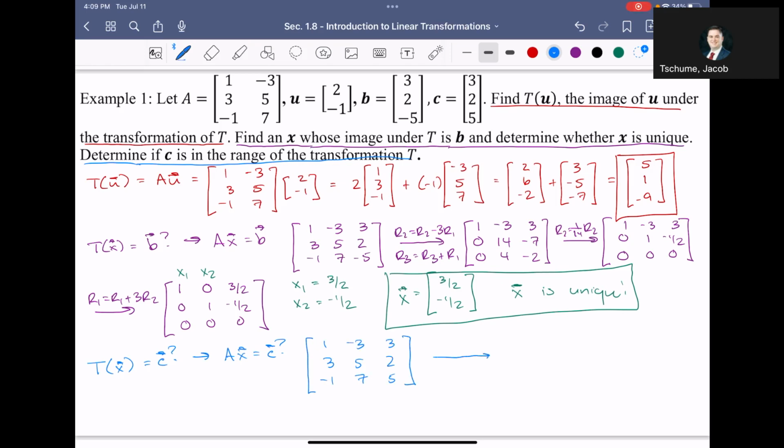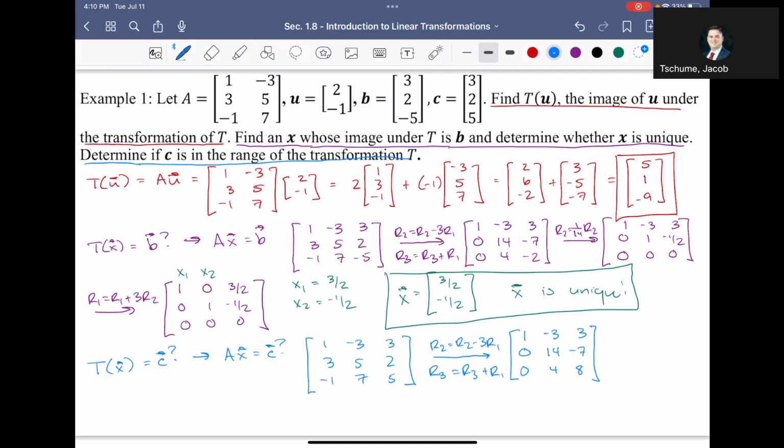So when I do this step, it's going to look very similar. I'm going to take row 2 and subtract 3 row 1s again, and then I'm going to take row 3 and just add row 1. So my middle row is going to be 0, 5 plus 9, which is 14 again. And then here's where it's different. 2 minus 9 is negative 7. And then the bottom row would be 0, 4, 8.